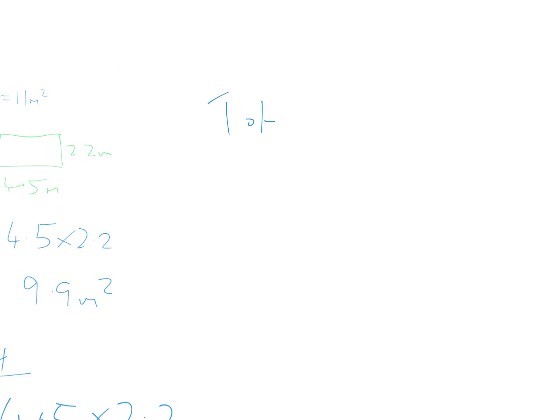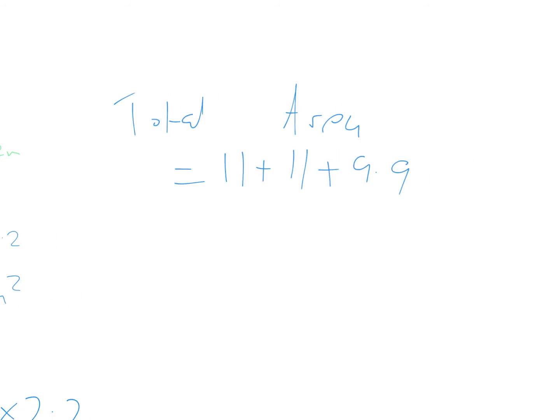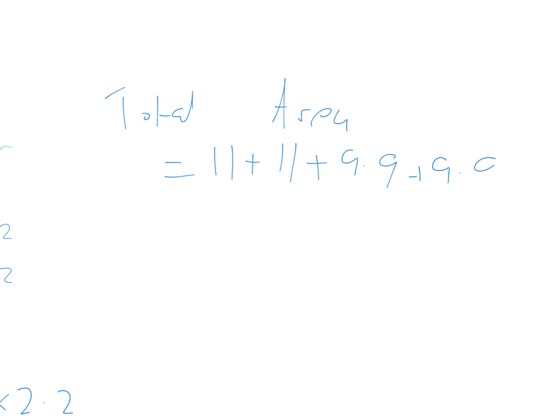So total area is equal to 11 plus 11 plus 9.9 plus 9.9. So what I'm saying here then is a total area of 41.8 meters squared. And now the process here is going to be very similar to the process before.